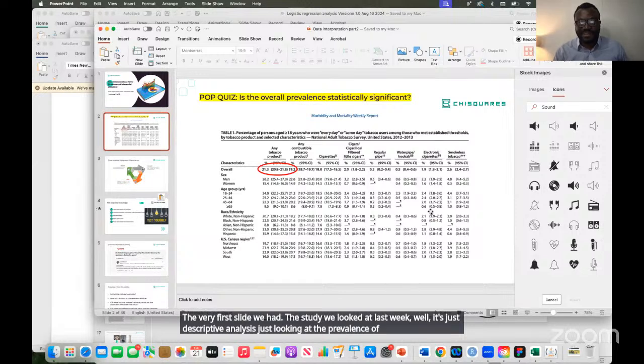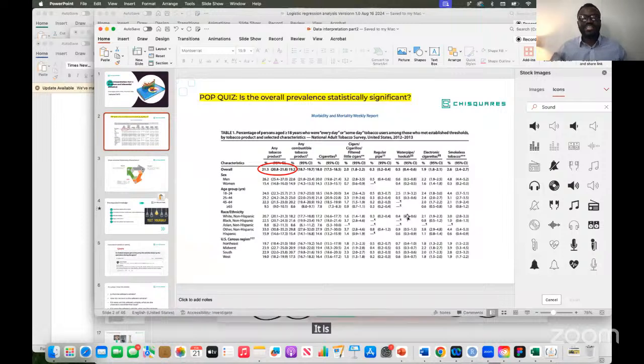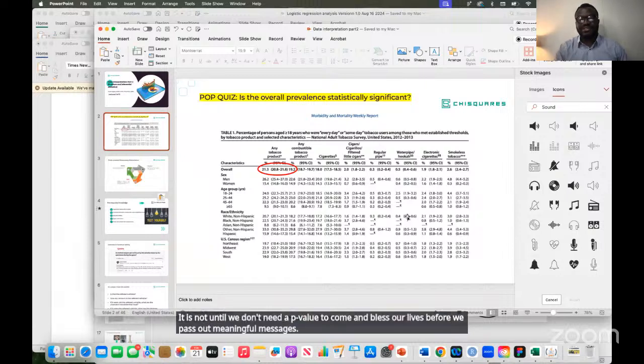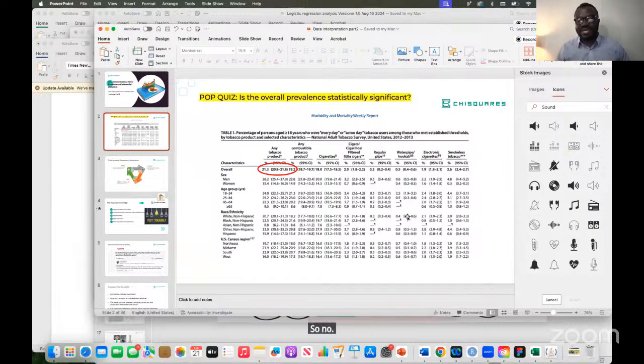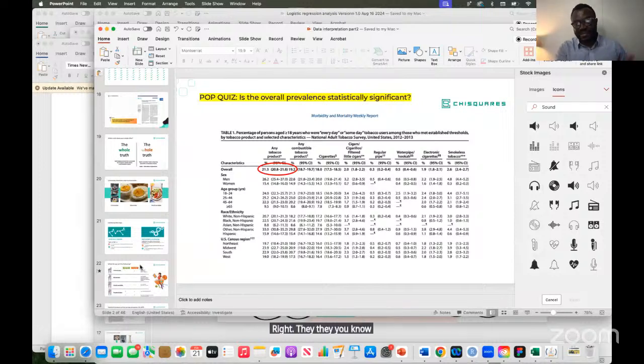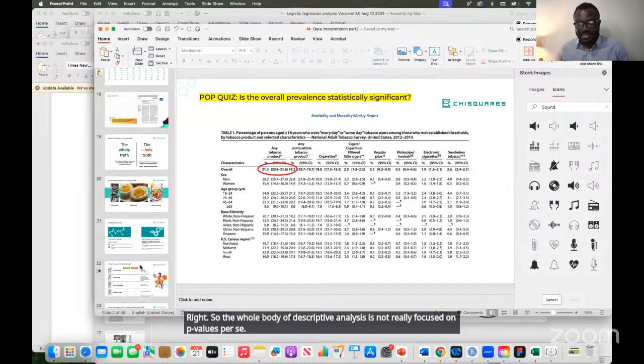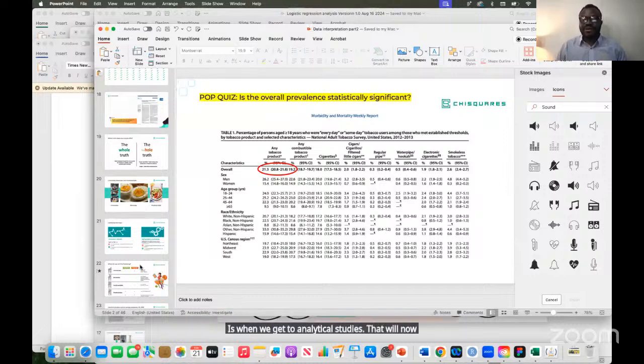So you see there are no p-values here. We're just saying the burden of smoking is high because 1 out of every 5 Americans smoke. That's a big problem. We don't need a p-value to come and bless our lives before we pass out meaningful messages. So no, it's not a requirement that your study must have a p-value, right? So the whole body of descriptive analysis is not really focused on p-values per se. It's when we get to analytical studies that we now start to worry about it. Remember that the whole premise is that this is.